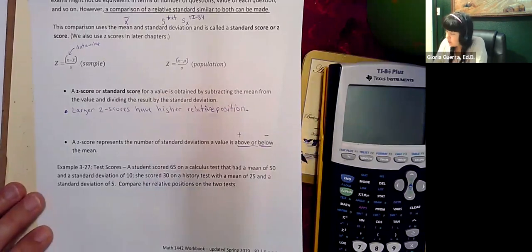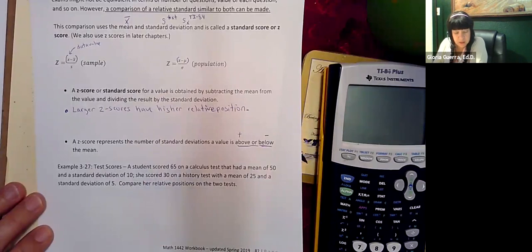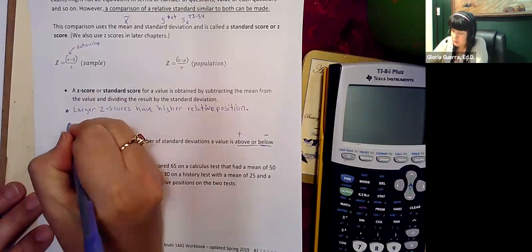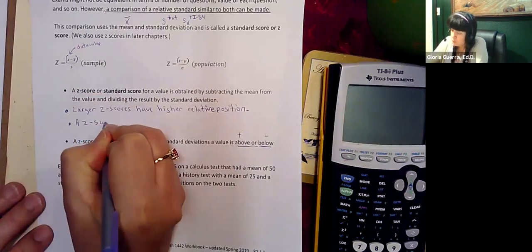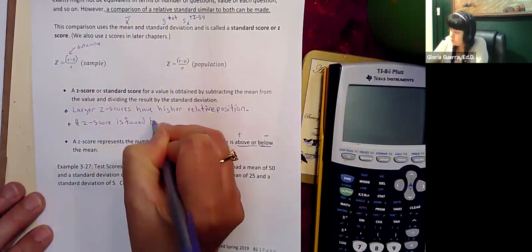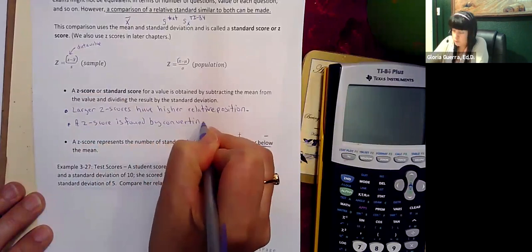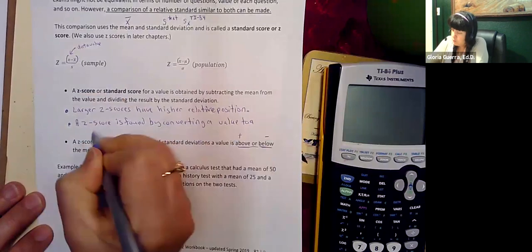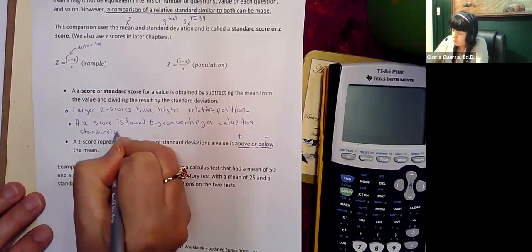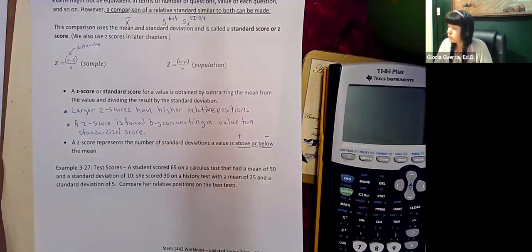The other thing to say is that a z-score is found by converting a value to a standardized scale, and that's true. At the top, we were talking about the music test and the English exam, and trying to make a comparison using this z-score. A comparison of a relative standard similar to both can be made, so that they standardize that. The other thing, let's see if I want to write anything else down.